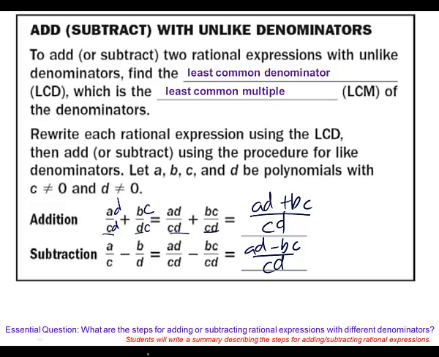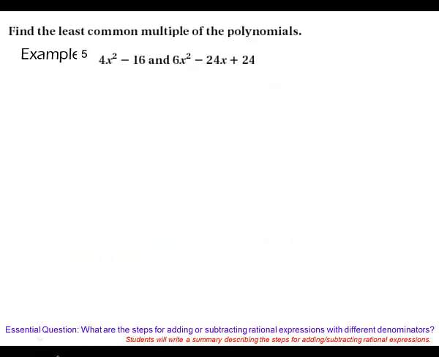Okay, but we're going to do that with more than just single letters. We're going to use polynomials. So let's try this. Oh, before we get into that, we're going to take a baby step. We're just going to find the least common multiple. That means we need to factor first. And we're going to do all kinds of factoring here so we can find that LCM.